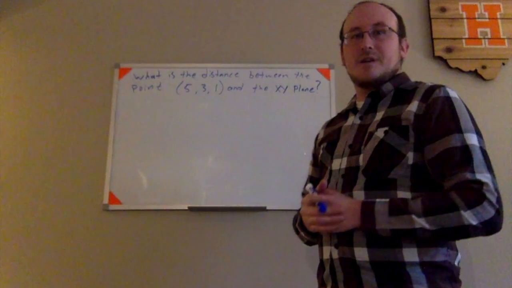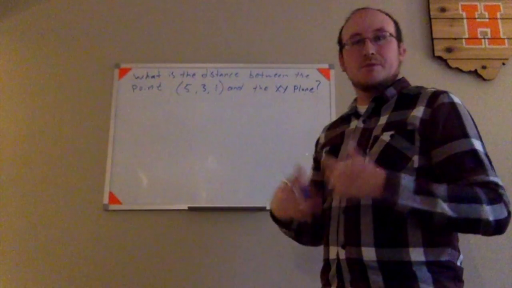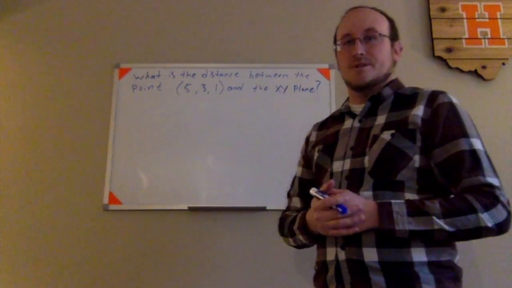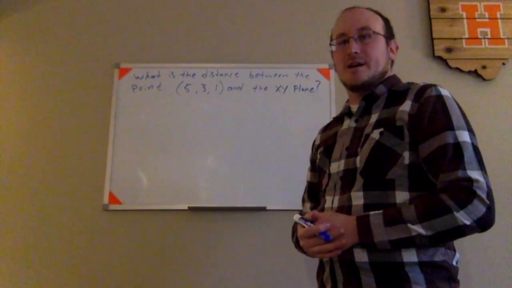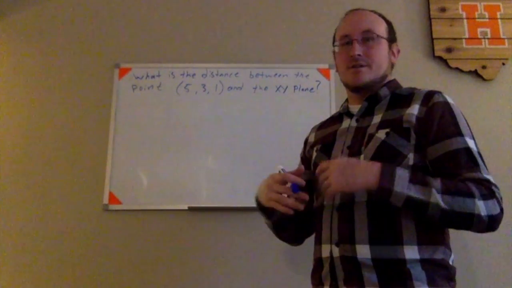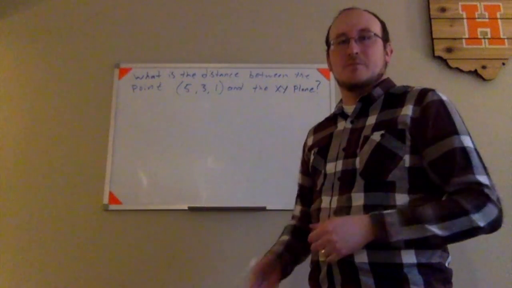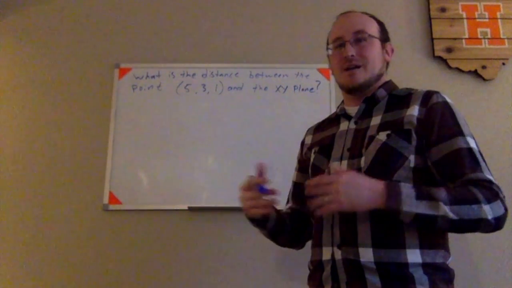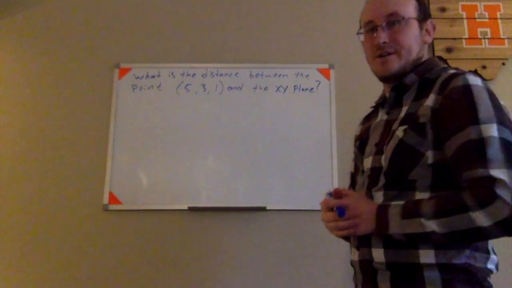Finally, let's take a look at an example that wants us to find the distance between a given point in a three-dimensional coordinate system and a given plane, either the xy plane, the xz plane, or the yz plane, the three possible planes made up by our axes involved in this problem.